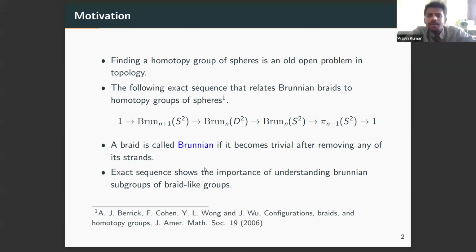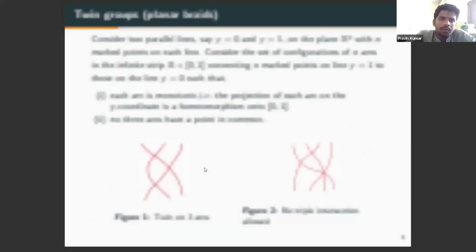This exact sequence shows the importance of understanding this kind of braid-like group. For example, Brunnian braids on surface braid groups are well studied. In this direction, we decided to explore the Brunnian subgroups of the planar braid group, which is also called the twin group. So what is the twin group?